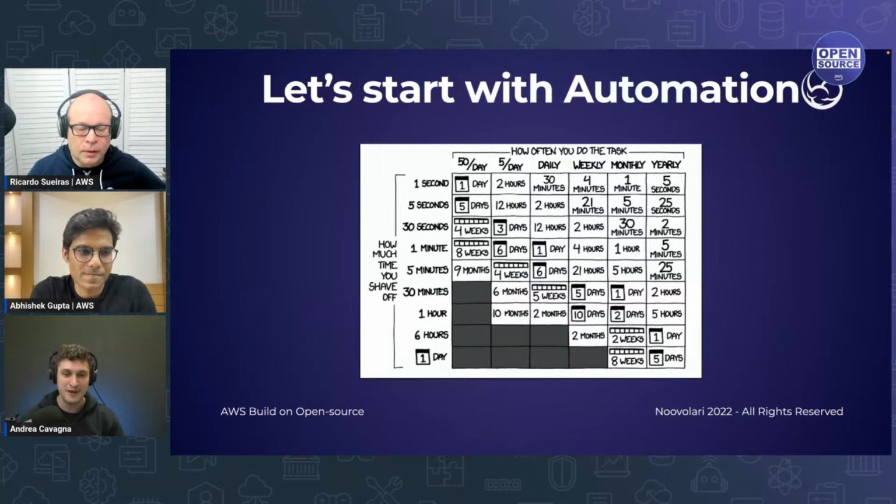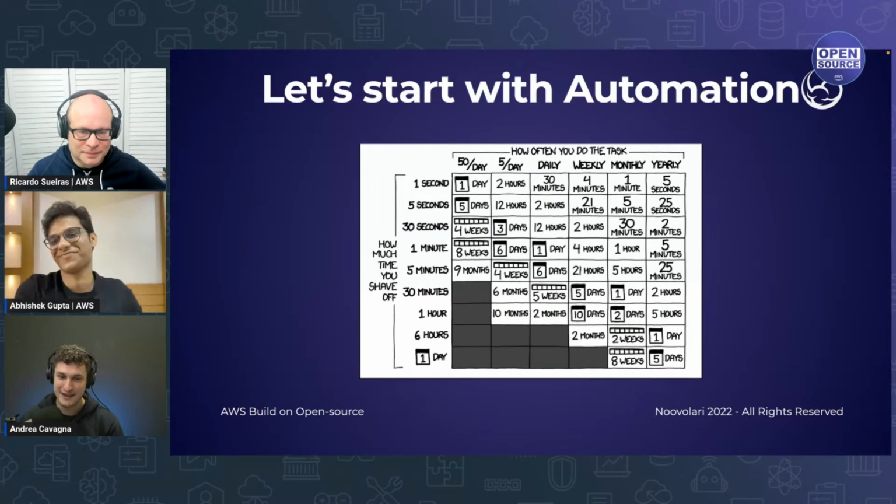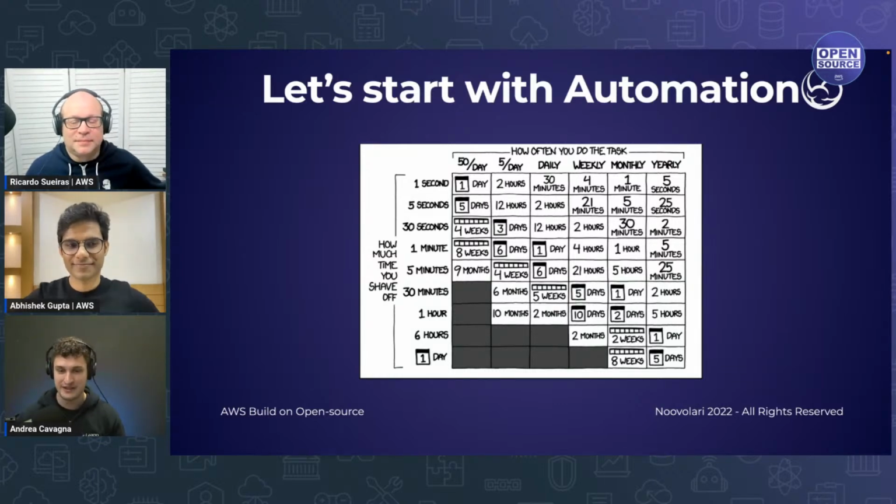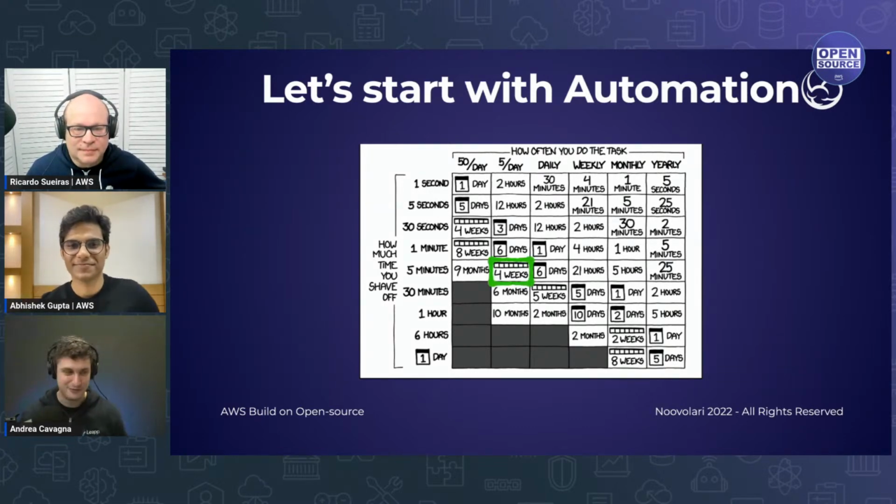We had a problem, and I remember that image hung on the door when I entered the office the first day, which says how much time you can spend on automating a task based on how often you do that task, and how much time you shave off every time you do it. And we discovered that we had a lot of time for our script to automate.